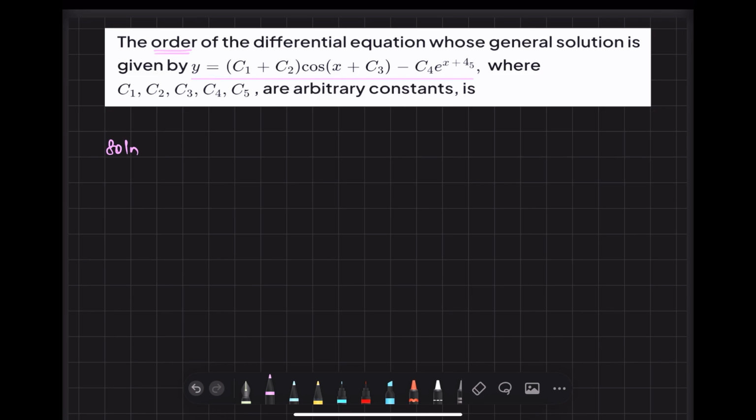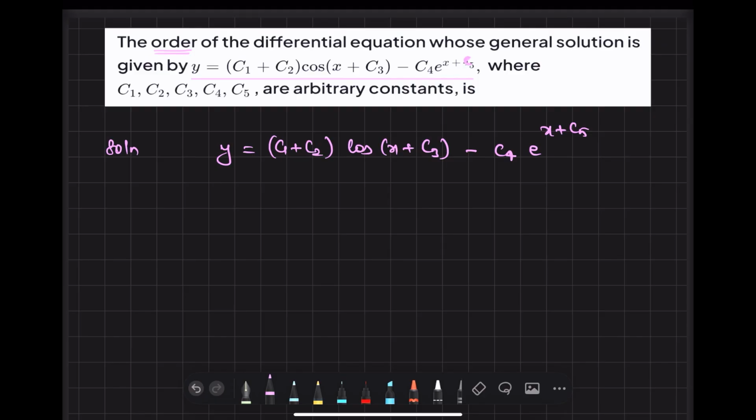our equation. So we got y equals c1 plus c2 cos of x plus c3, minus c4 e power x plus c5.